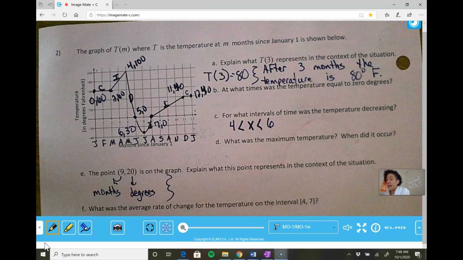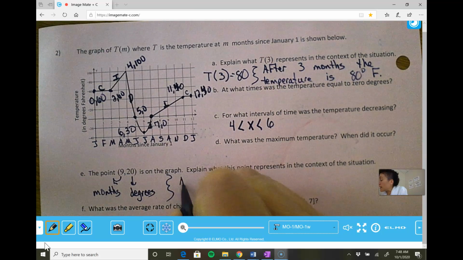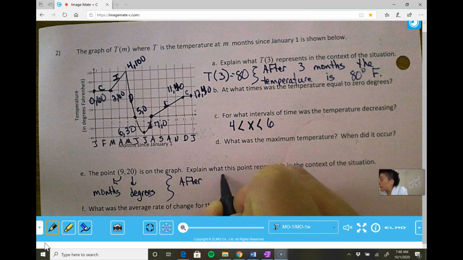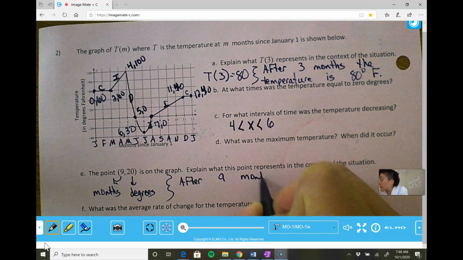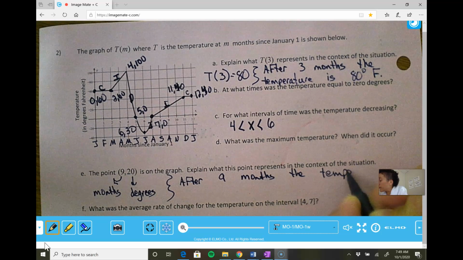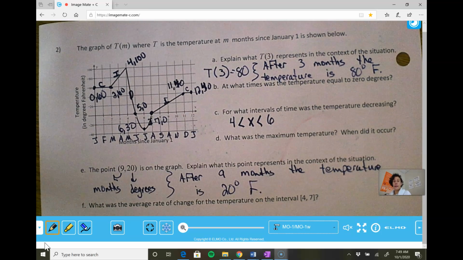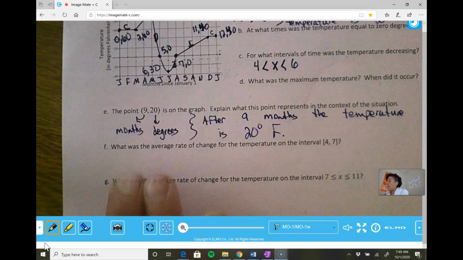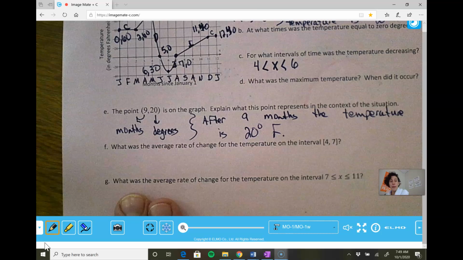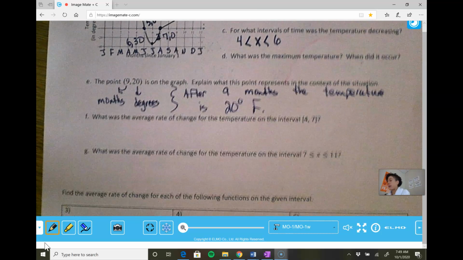So I just want to say kind of something like I said in problem A. After 9 months, the temperature is 20 degrees, and I'll put again that F for Fahrenheit because we always have to label our answers. All right, I'll do F, you'll do G, and then I'll walk through a few of the average rate of changes, and then you're going to finish.